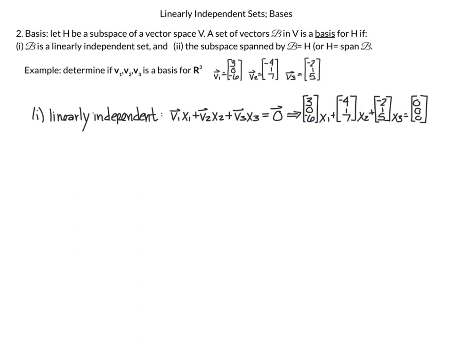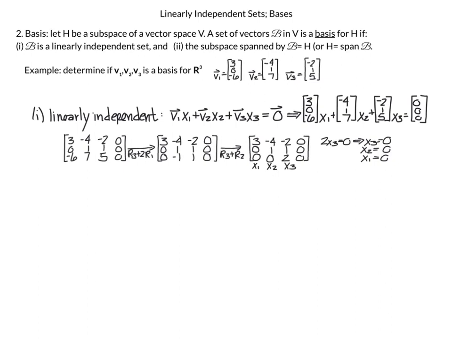So we need to know if there's a non-trivial solution x for this vector equation. And to solve that, we'll look at the corresponding matrix equation, and then we have the augmented matrix with the 0, 0, 0 vector here. We row reduce, and we find that necessarily x1, x2, and x3 are all equal to 0, which means there's only the trivial solution. So far, so good for a basis. It's a good candidate because these vectors are linearly independent.